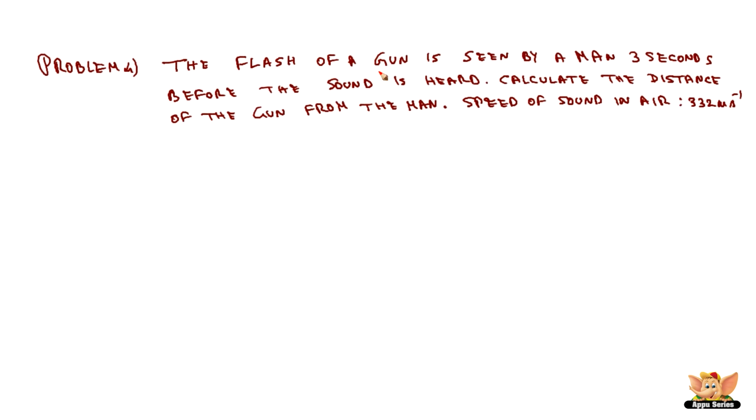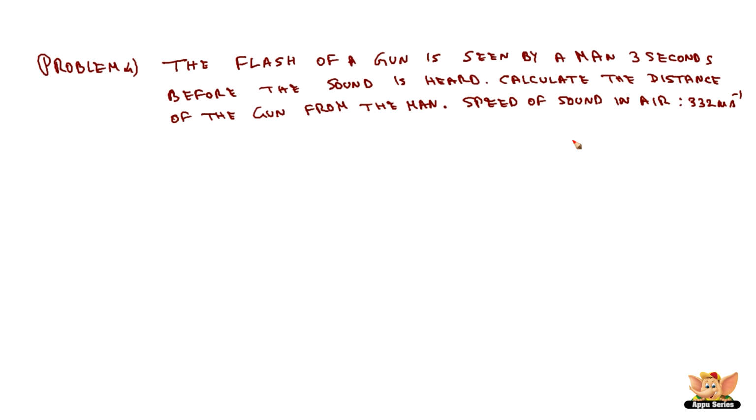Let's see problem 4. The flash of a gun is seen by a man 3 seconds before the sound is heard. Calculate the distance of the gun from the man. Speed of sound in air is 332 meter per second. So basically what happened in this problem is, the flash of a gun is seen by a man 3 seconds before the sound is heard. This can be rewritten as the sound is heard 3 seconds after the flash of a gun.